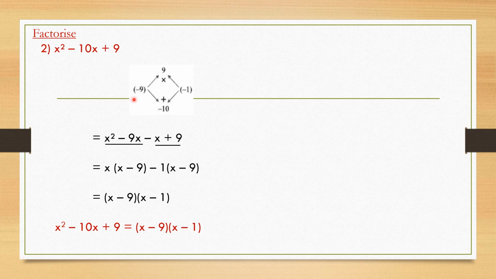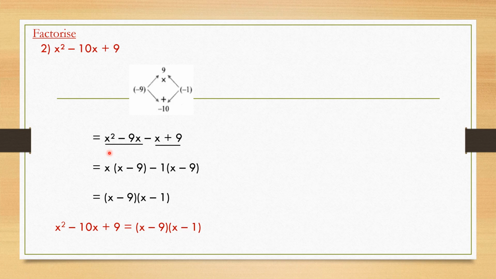If you take minus 9 and minus 1, if you multiply minus 9 into minus 1, you will get 9. And if you add both of them, minus 9 plus minus 1, that will be minus 9 minus 1, that will give you minus 10. So the two numbers that we'll take are minus 9 and minus 1. Now in place of minus 10x, we'll write minus 9x minus x. So our expression is x squared minus 9x minus x plus 9.